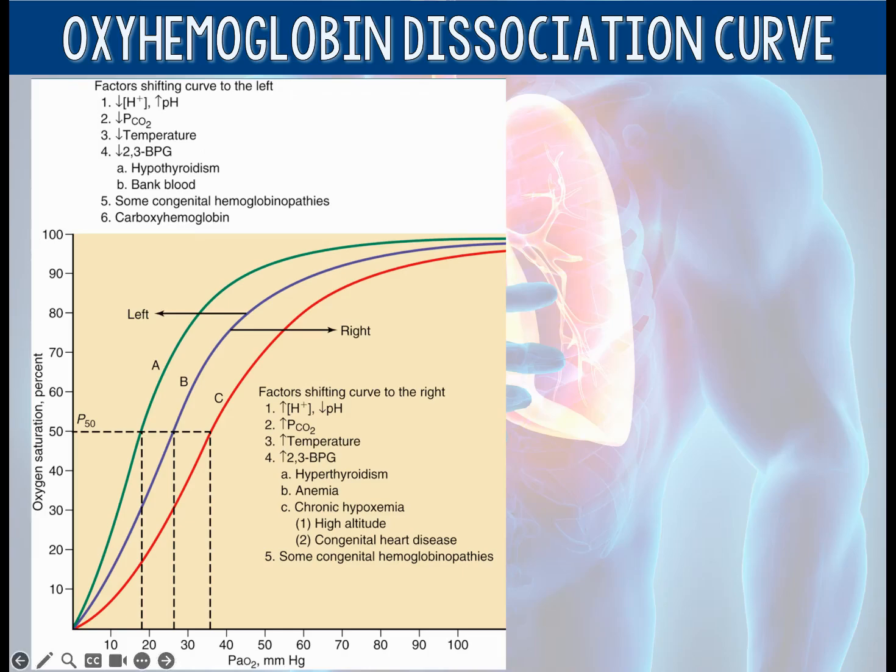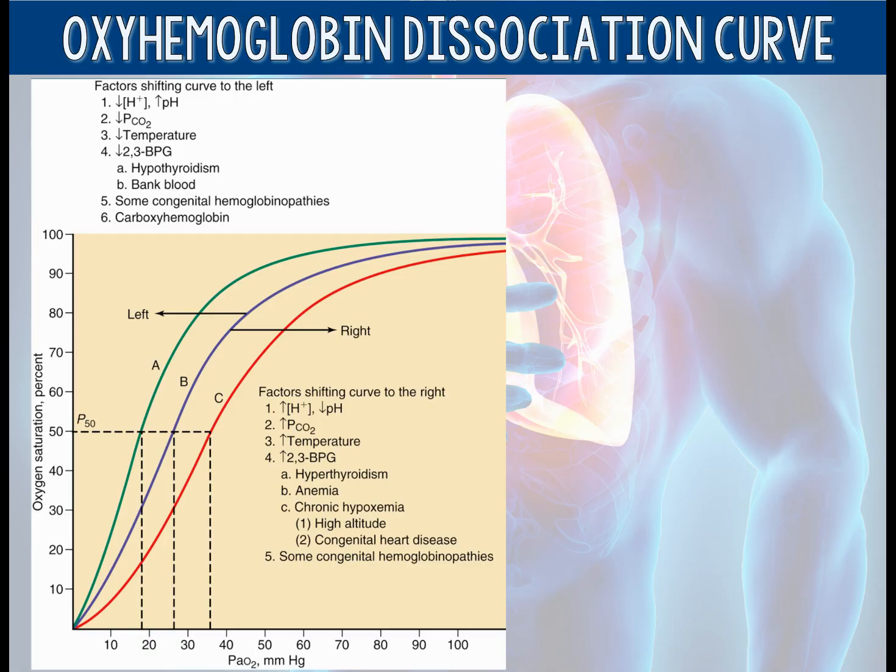Oxyhemoglobin dissociation curve. Where you want to be is the purple line on the graph. On the vertical axis to the left is the percentage of oxygen saturation. Remember that oxygen saturation is the percentage of blood that is bound to hemoglobin. That's the number that you get when you put a pulse ox on a patient's finger.